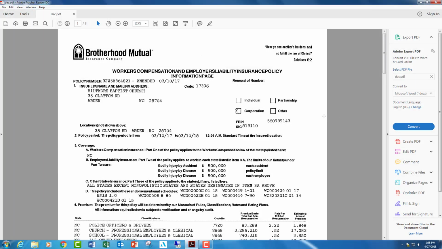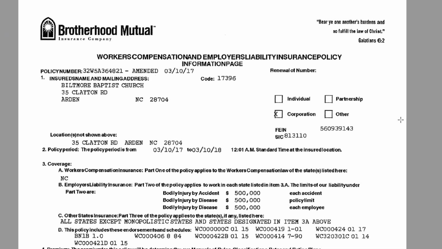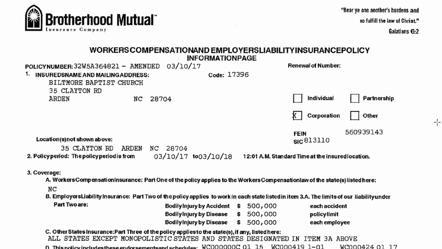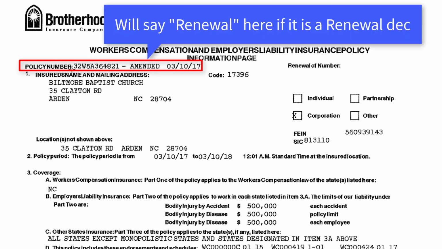Okay, so we're going to go over the declaration pages of the workers' comp and employer's liability policy. And I want to start with some very basic information. At the very top of the page, you'll see the policy number and what date the change happened. If it's a renewal, that will be the renewal date.